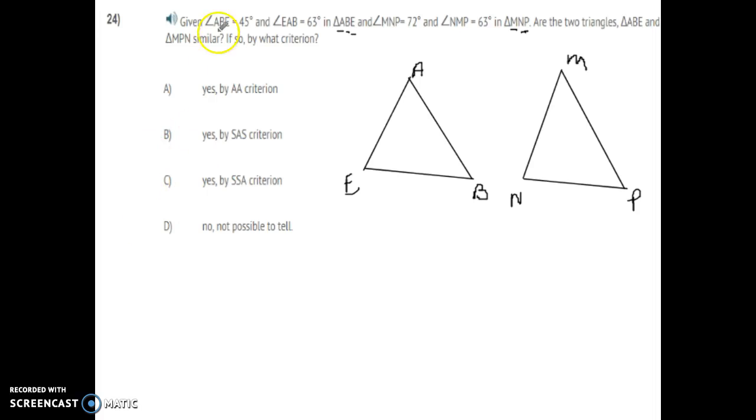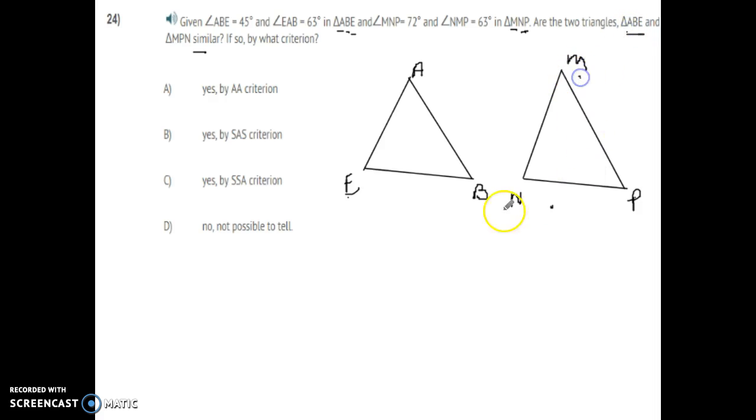All right, number 24 gives us some measure of angles, and they want to know if two triangles are similar. So first, I'm just going to draw me a picture. That kind of helps me see things better. So I'm going to draw a triangle ABE and triangle MPN. So we want to see if they're similar, so you'll match up the corresponding sides.